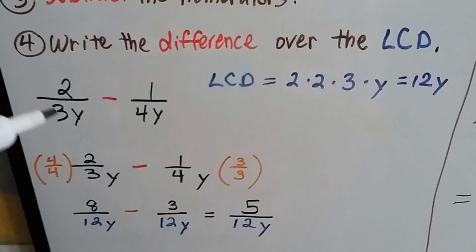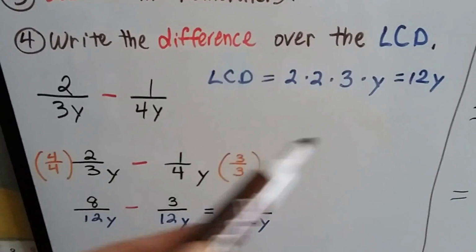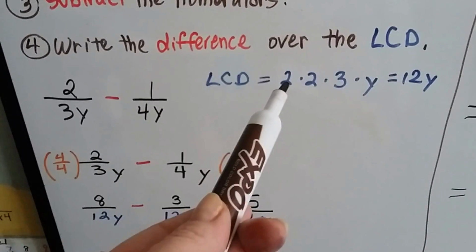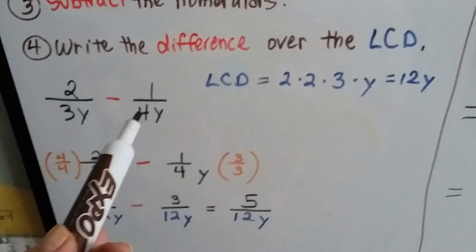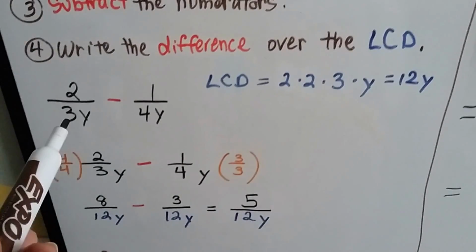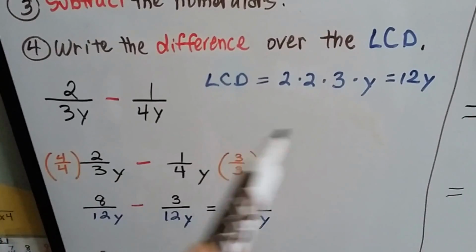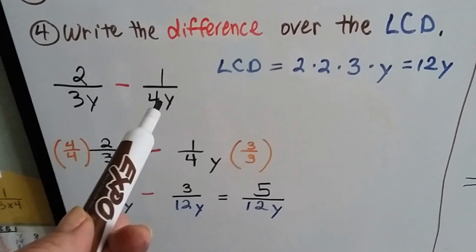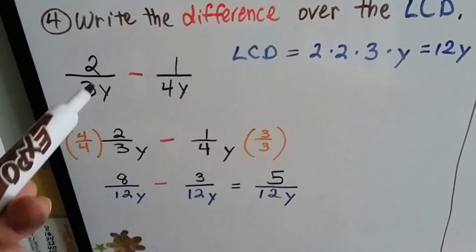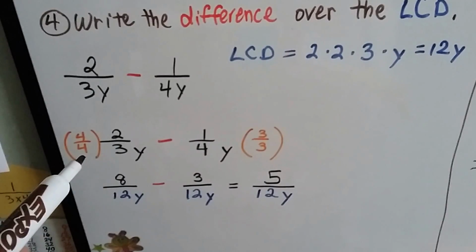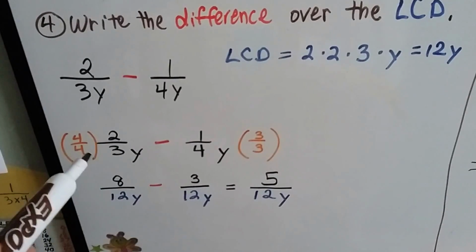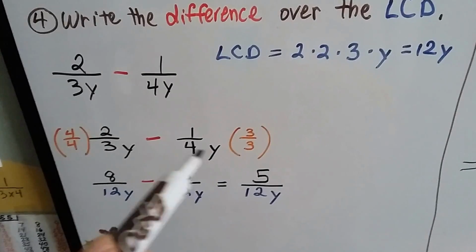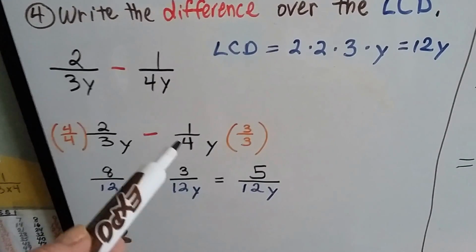We have to find a place for the 3y and the 4y to meet. Well, they can meet at 12y. And if we factor these out, we get 2 times 2 times 3 times y, right? Here's the 2 times 2, and here's the 3 times the y. So what do we have to multiply this by to get to 12y, or this by to get to 12y? Well, this one can be multiplied by 4 over 4 to get to 12y for the denominator, and this can be multiplied by 3 over 3 for this to be a 12y for the denominator.